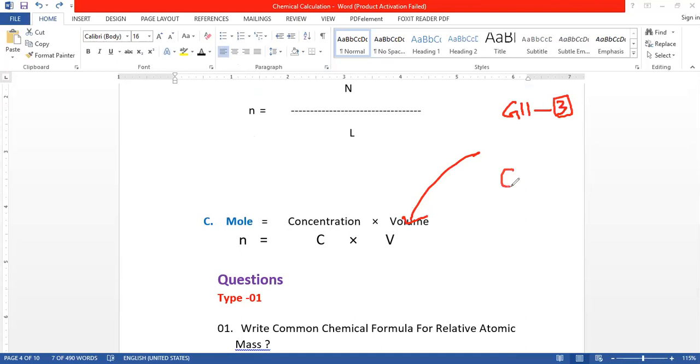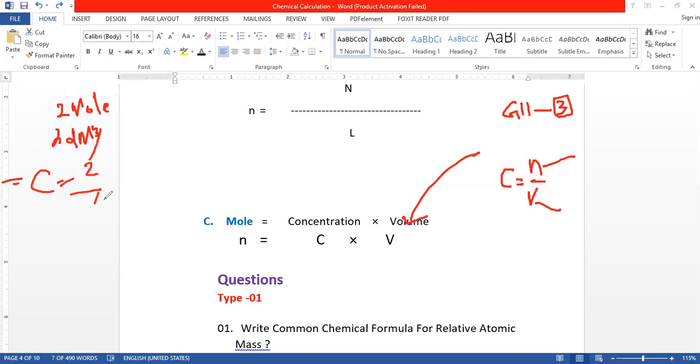Have you studied concentration equal mole over volume? C is equal to n over V. For example, 2 mole, and if they give volume 2 decimeter cube, then the concentration would be 2 over 2, 1 mole per decimeter cube, or mol dm^-3.